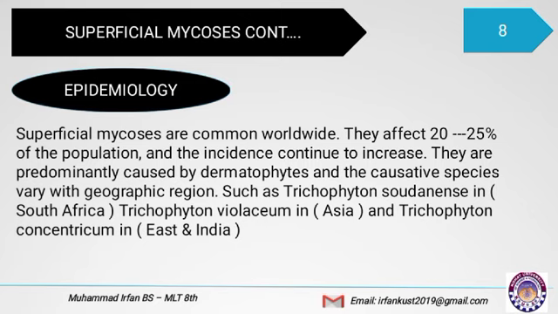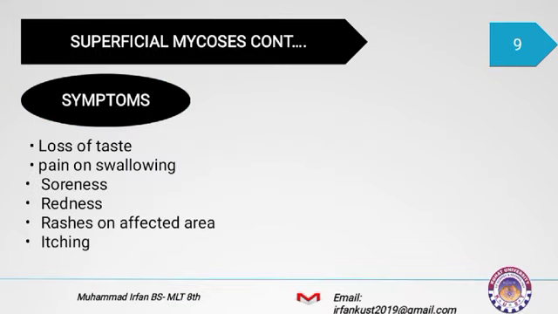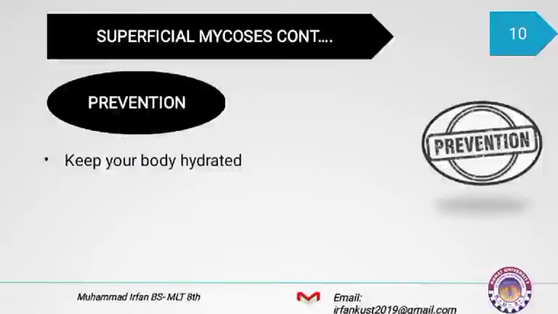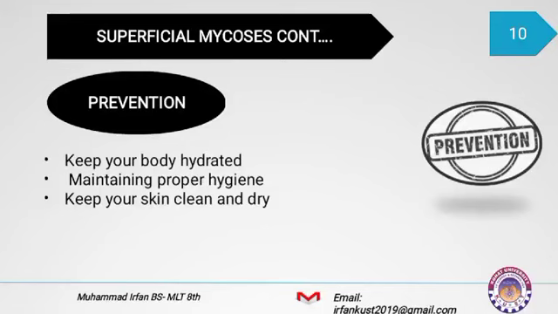They are predominantly caused by dermatophytes, and the causative species vary with geographic region, such as Trichophyton soudanense in South Africa, Trichophyton violaceum in Asia, and Trichophyton concentricum in East and India. Symptoms. Symptoms of superficial mycosis are loss of taste, pain on swallowing, soreness, redness, rashes on the affected area, itching. Prevention. Prevention of superficial mycosis: keep your body hydrated, maintain proper hygiene, keep your skin clean and dry.